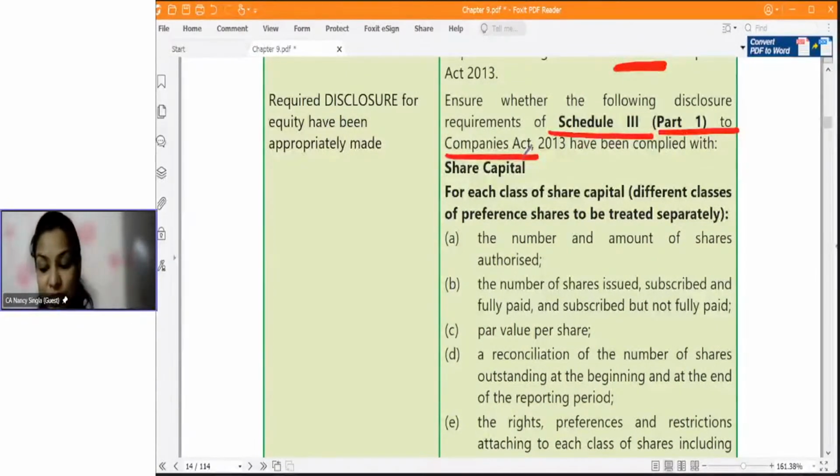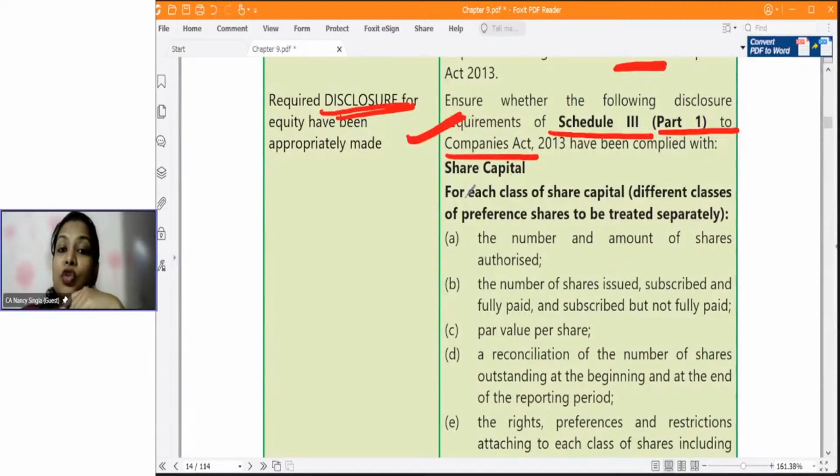अब ऑडिटर के पार्ट पे क्या वर्क है? ऑडिटर विल हैव टू सी वेदर सच डिस्क्लोजर हैज एक्चुअली बीन मेड और नॉट. अब ऑडिटर उसके लिए क्या करेगा? ऑडिटर में इंक्वायर, ऑडिटर में इंस्पेक्ट, ही में परफॉर्म वेरियस अदर ऑडिट प्रोसीजर्स, ठीक है. इज इट क्लियर? Now disclosure requirements. So ensure whether the following disclosure requirements of Schedule 3, Part 1 to the Companies Act have been complied with.